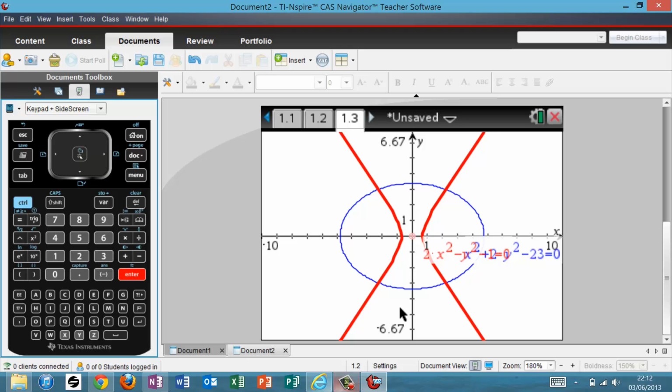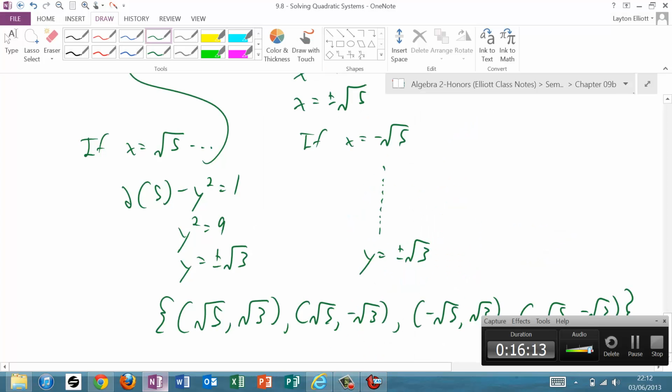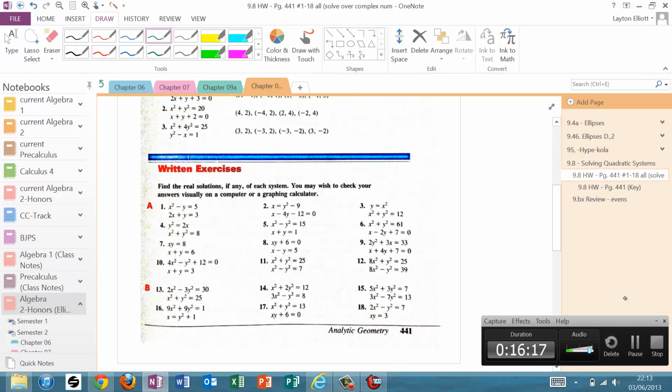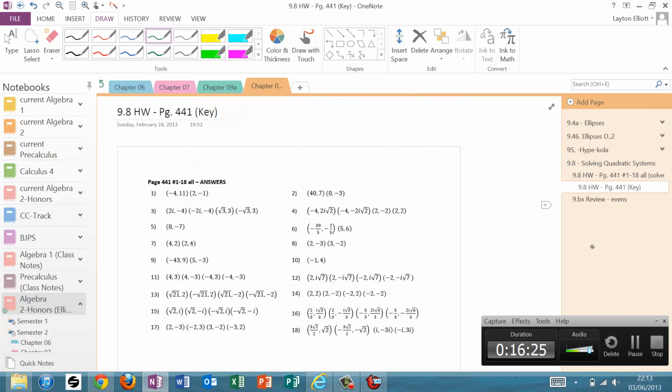So that's it. Your homework is, I'll flash it up here for a sec so you don't have to look it up. Boom, right there. 1 through 18, all. So all of these. It's going to take a little bit of time, so go ahead and get started. And I'll flash the key up right here, which you should find online, but you can also use in this video. So good luck, enjoy.